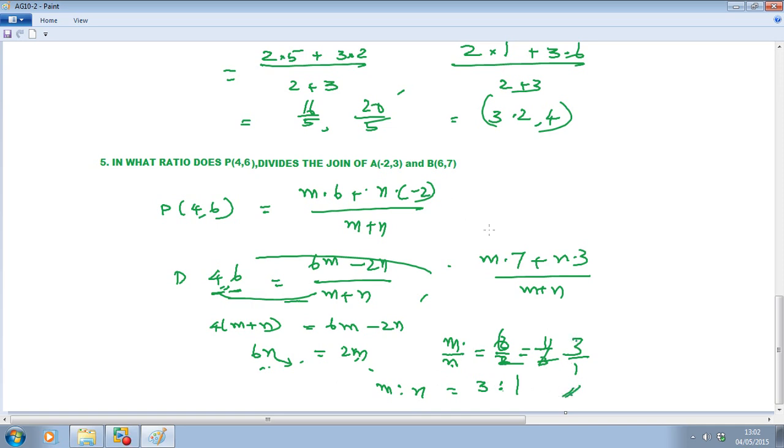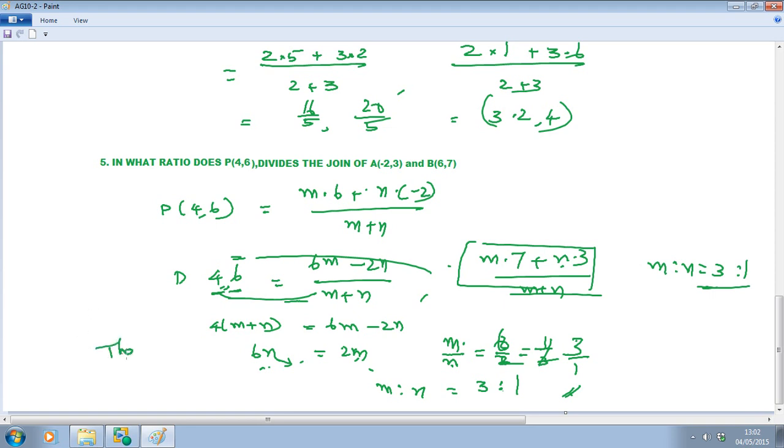So we can try with Y also. Here also we get the same answer. Now 6 is the Y coordinate. If you try this with this also, we get the same, M is to N is equal to 3 is to 1. Please try this also as a confirmation.